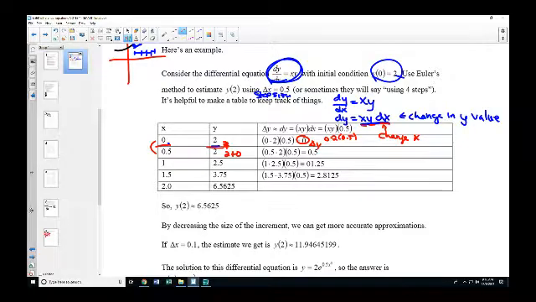Now we do the same thing again. We have an x and we have a y, times the change in the x, which is the same. So x, y, dx, just like we did before. So that is now 0.5. So 2 plus 0.5 is our new y value.